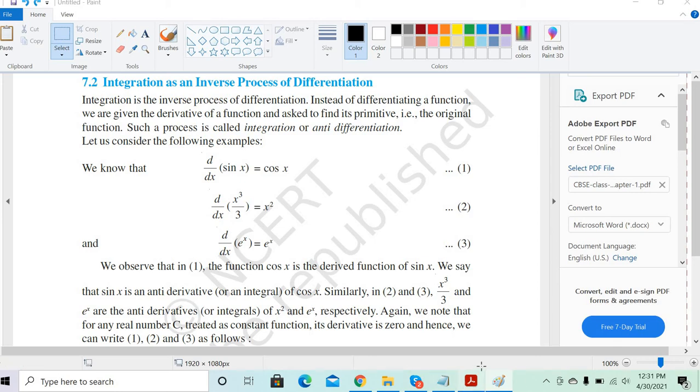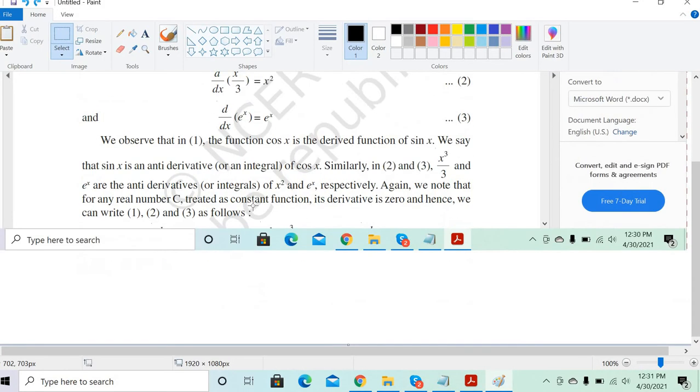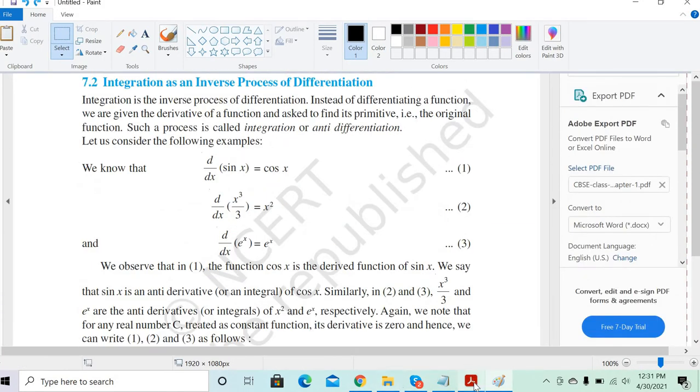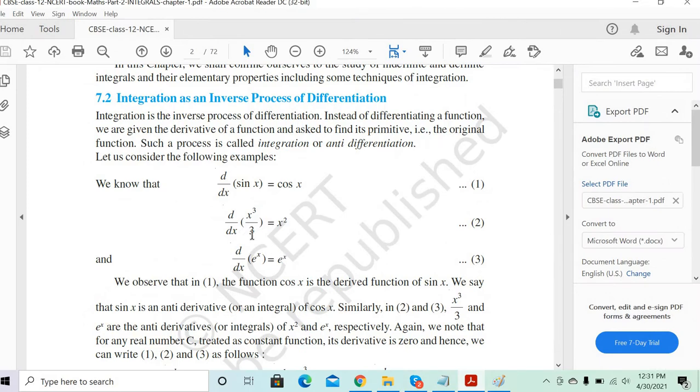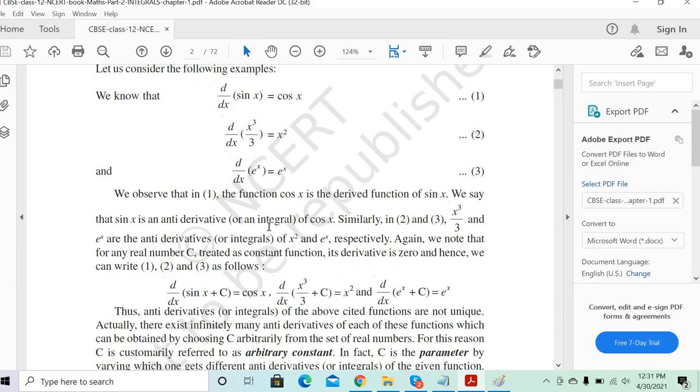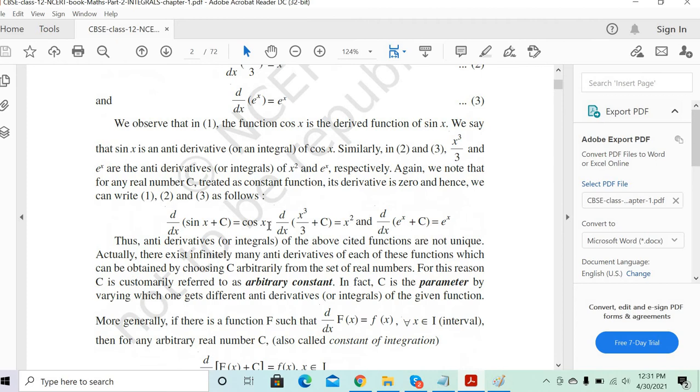Got it? Yes, sir. Antiderivative of cos x will be taken as sin x, right? No. And antiderivative of e power x will be taken as e power x. Clear, right? This part, understood this part? Yes, understood. Excellent.